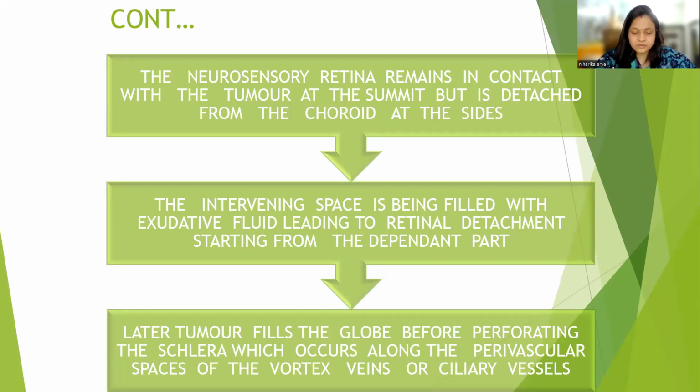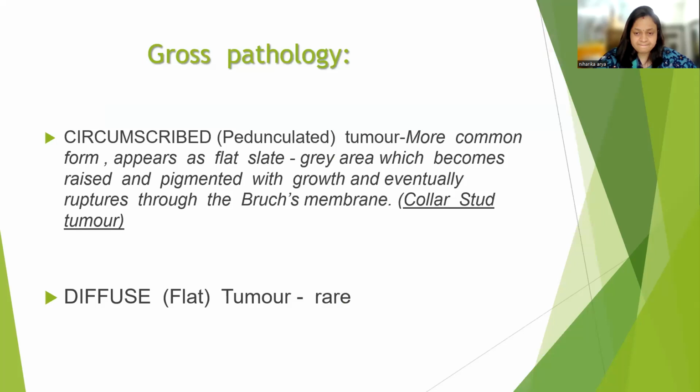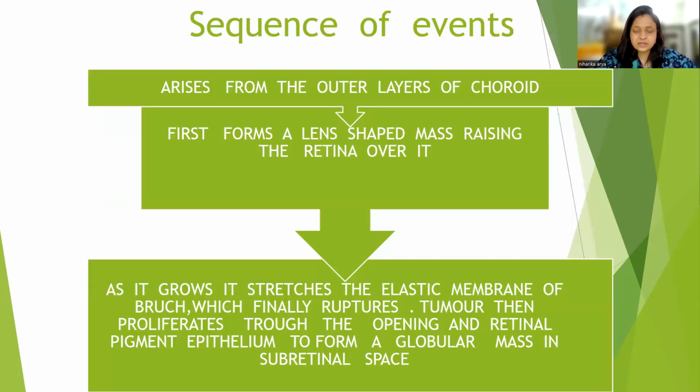Before perforating the sclera, which occurs along the perivascular space of the vortex vein or the ciliary vessels. Now the tumor comes in the subretinal space. Now later the tumor fills the globe before perforating the sclera. As the mass increases further in size, it fills the globe before perforating the sclera, which occurs along the perivascular space of the vortex vein or the ciliary vessel. Okay, so these are the sequence of the events.